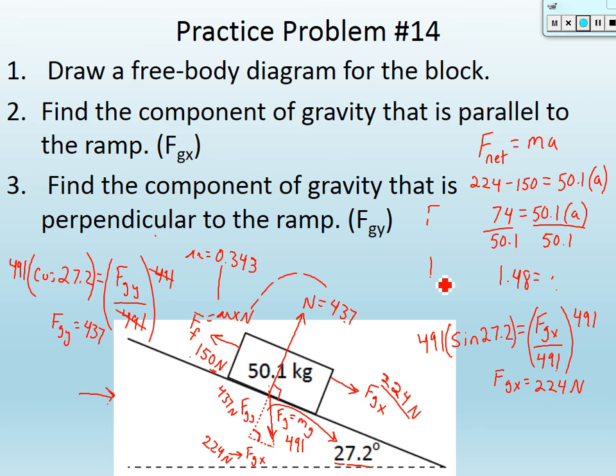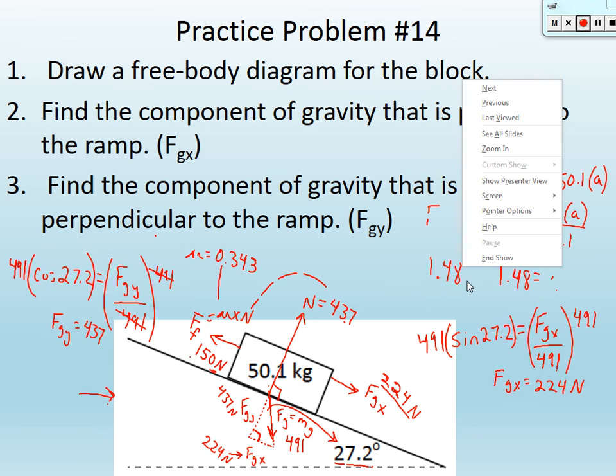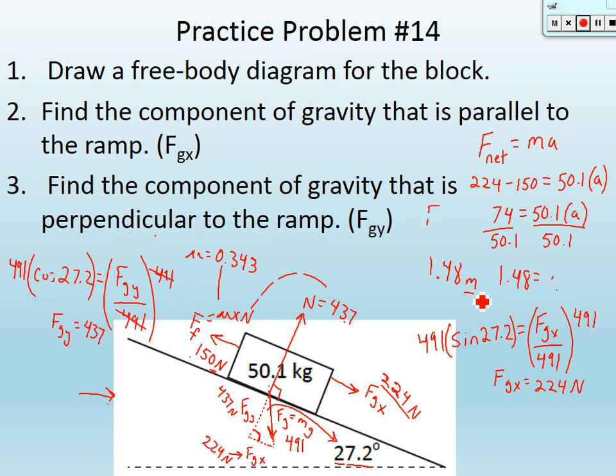So that is 1.48. And what's the units? Meters per second squared. Okay, so pretty cool. We can figure out how fast the block is going to accelerate down the ramp, right?